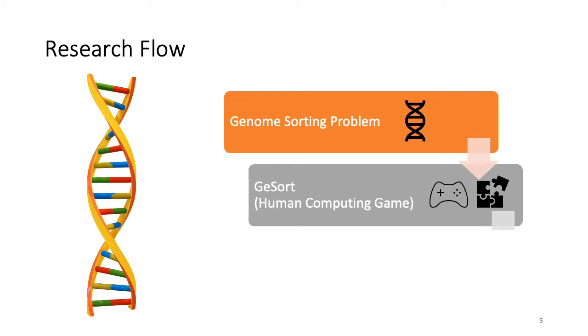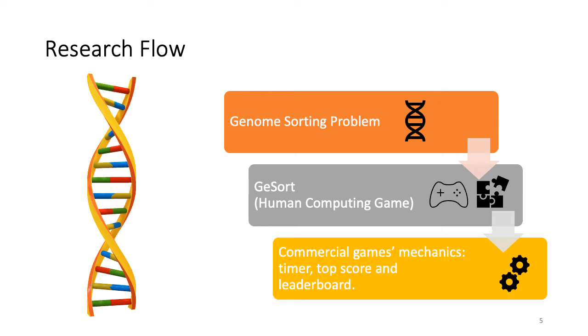We abstracted this problem as a puzzle, and we created G-Sort, a game where the players have fun solving this puzzle and generating useful data. In this study, we added some new mechanics in G-Sort to investigate if they can contribute to the player's motivation and if they would interfere with the data quality.